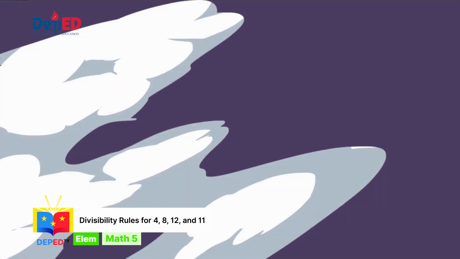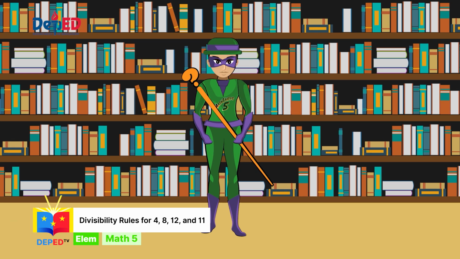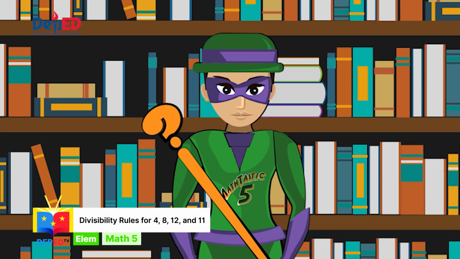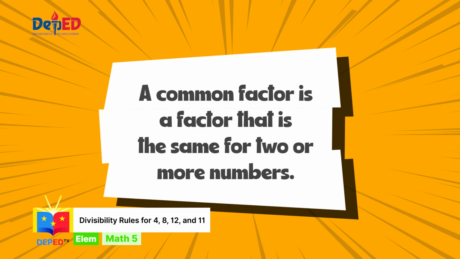How about the divisibility rule for 9? How will you know if a number is divisible by 9? A number is divisible by 9 if the sum of the digits of a number is divisible by 9. And finally, what is a common factor? A common factor is a factor that is the same for two or more numbers.